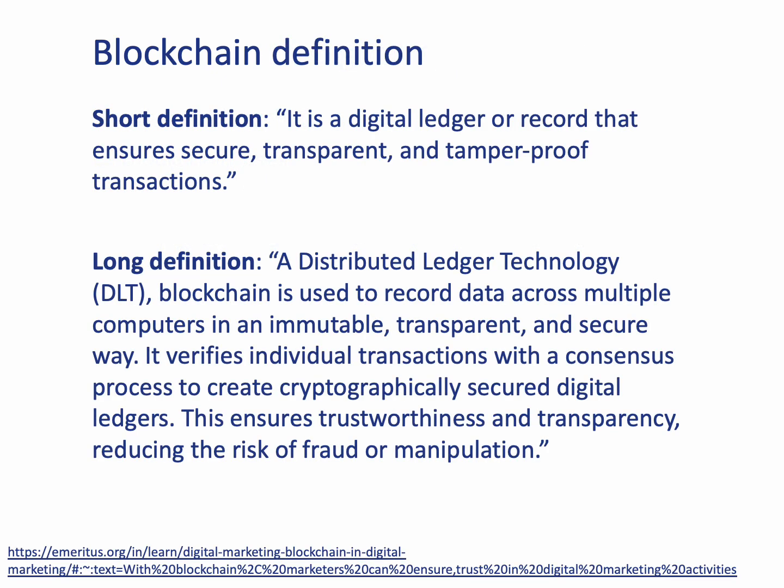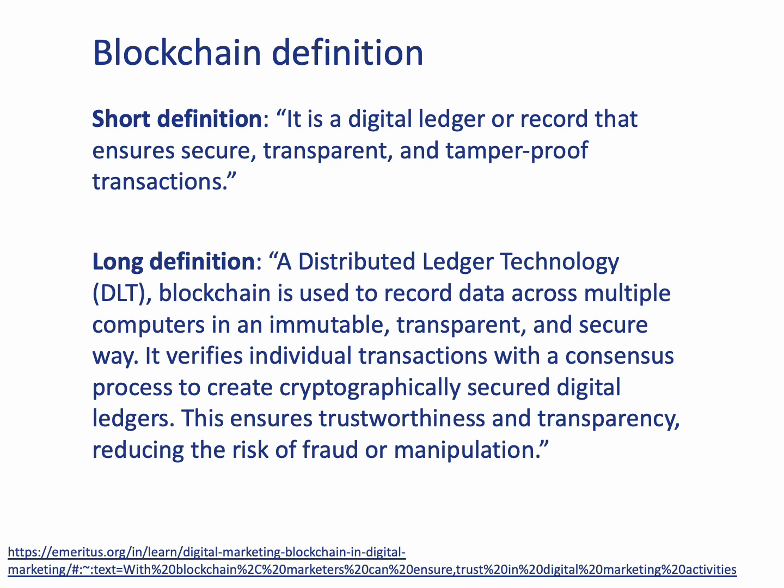Emeritus gives a couple of definitions of blockchain, a short version and a long version. In the short definition, they say it is a digital ledger or record that ensures secure, transparent and tamper-proof transactions. Whilst it's short and sweet, there are a few perhaps more confusing and less known terms, such as digital ledger and tamper-proof transactions. So let's look at the longer definition.